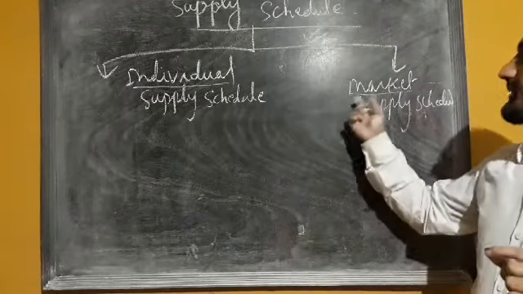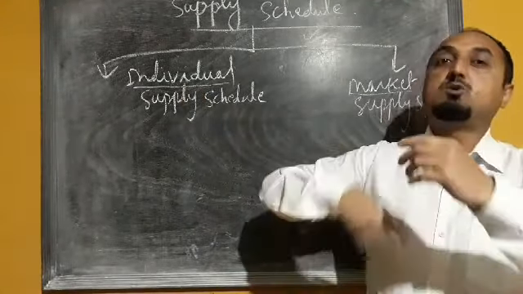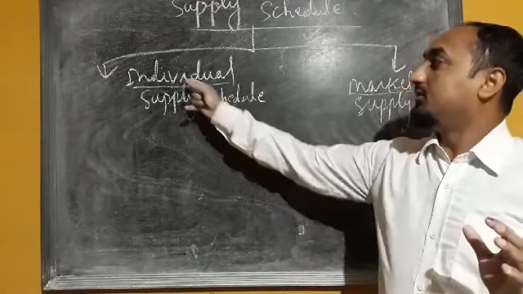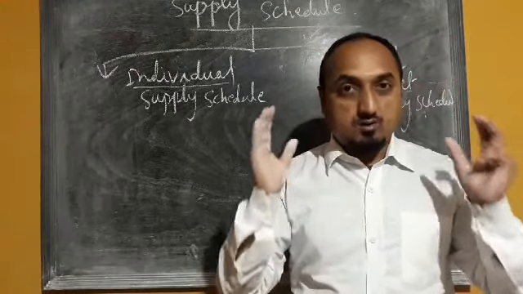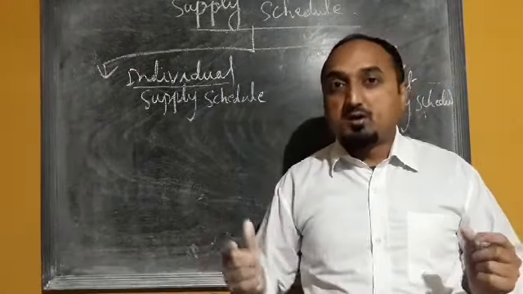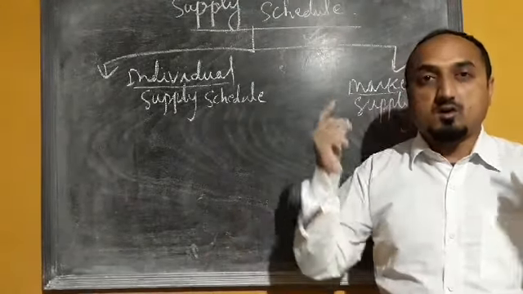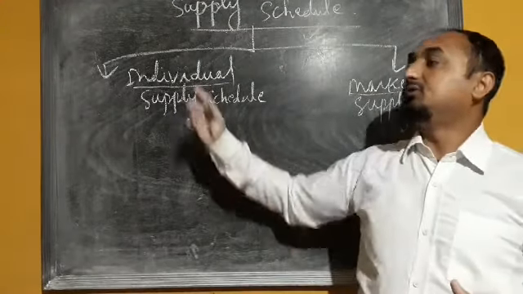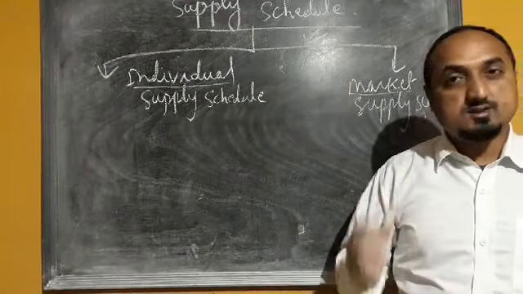So here many producers will be there, here only one producer is there, willing to produce and offer for sale in the market. So that is all about individual supply schedule and market supply schedule. Now I will draw a table. Tabular representation means we have to show it with the help of a table. I will show you how we will represent the individual supply schedule and how we will represent the market supply schedule.